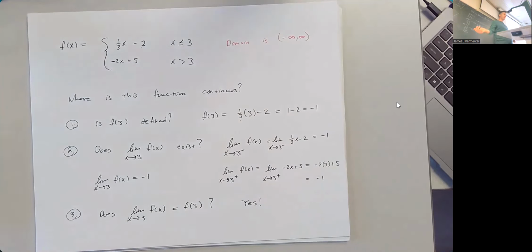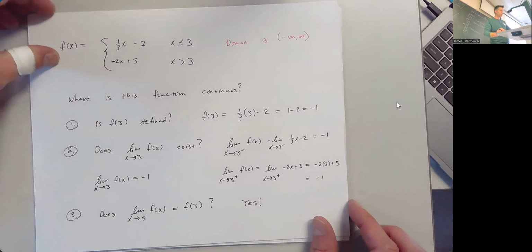As well as everywhere else, because you can do the same work for all the other ones. But the thing is, 3 was the only point that was really in question. Here's what this function looks like if we were trying to graph it.